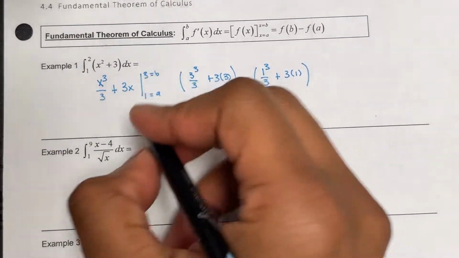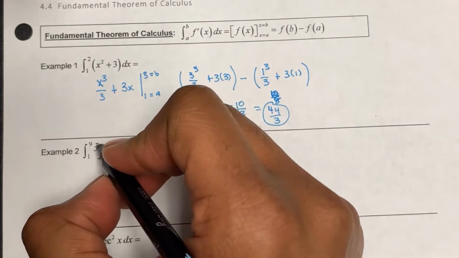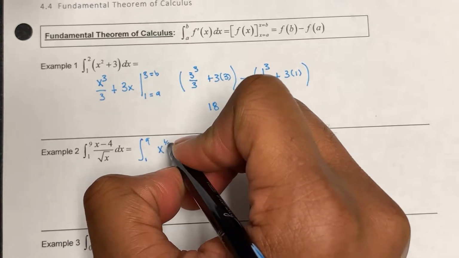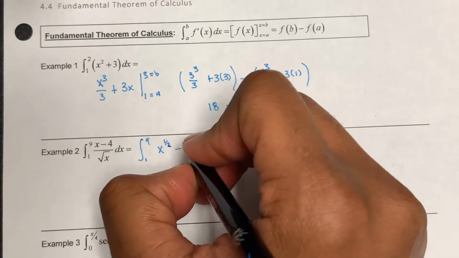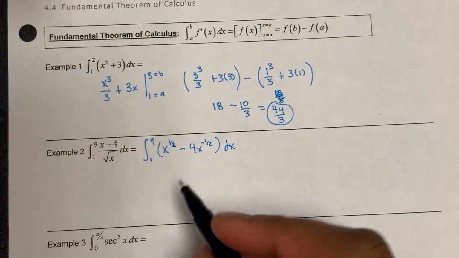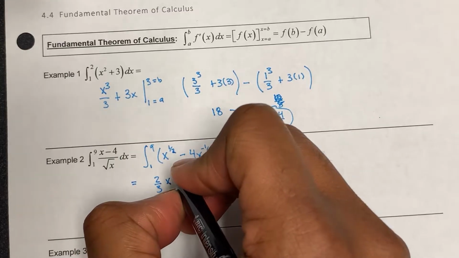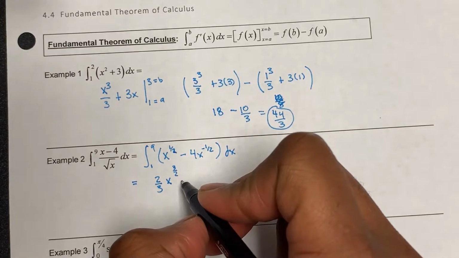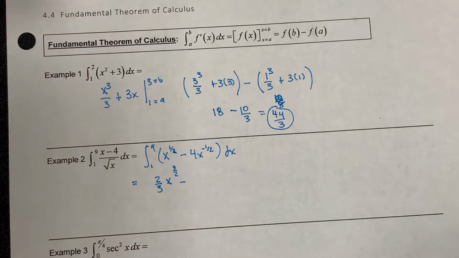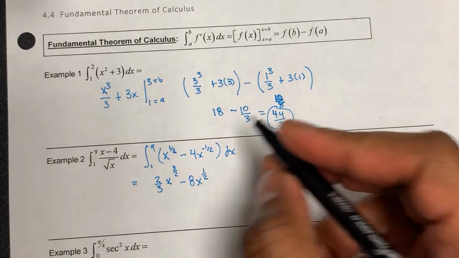So for example 2, the first thing we should do is rewrite this so that x divided by x to the 1/2 is x to the 1/2, and 4 over x to the 1/2 is minus 4x to the negative 1/2. And so when we integrate, we will get 2/3 x to the 3/2 minus, so we're going to have 4x to the positive 1/2 divided by 1/2. So minus 8x to the positive 1/2.